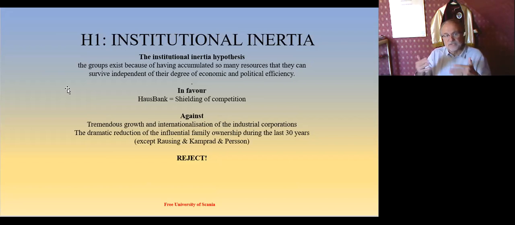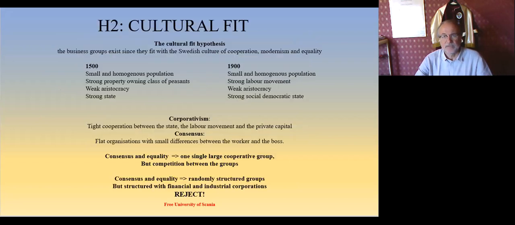At the same time, we have seen, but maybe now it's the end of it, a dramatic reduction of their family ownership during the last 30 years. And then, of course, we have the exceptions of Rausing, Tetra Pak, Kamprad, IKEA, Persson, H&M. But many other family ownerships have disappeared. But the business groups have been in business for more than 100 years. So I would say we can reject the idea that business groups exist because they are fat and rich. No, they appear to be competitive.